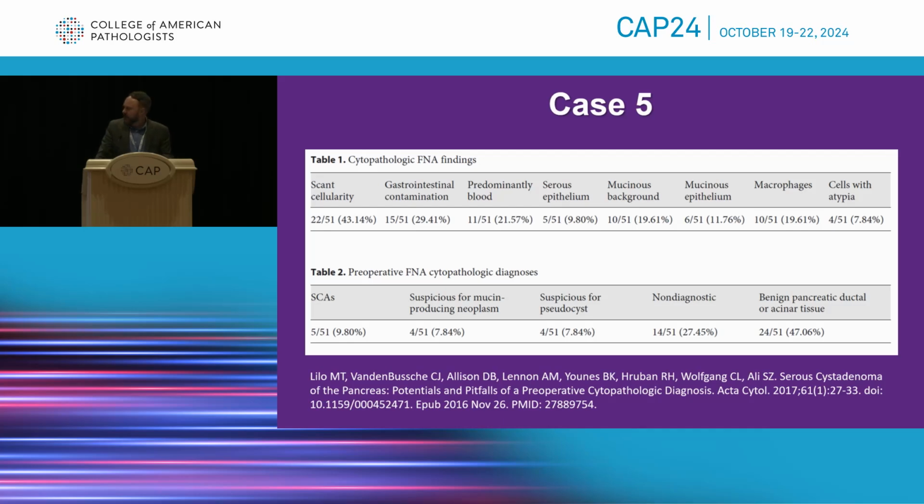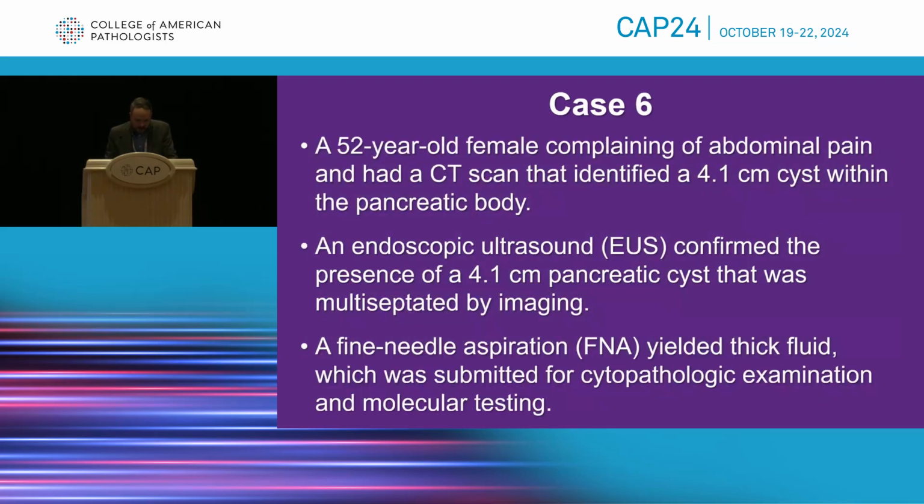And this is helpful because, I show you one case, but certainly in publications of retrospective analyses at institutions, this is my institution, of serous cystadenomas, typically the specimens are very scant, and the diagnoses are often nonspecific. In this case, there's 28% non-diagnostic, and 47% said benign pancreatic ductal or acinar tissue. That's essentially non-diagnostic. Sometimes they were thought to be a pseudocyst, and in some instances they were even suspicious for a mucin-producing cyst, which would be problematic because that could potentially send a patient to surgery who might not actually need surgery for this particular lesion.